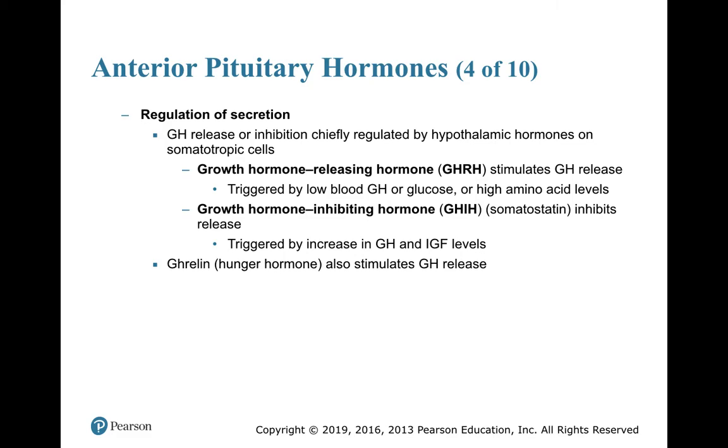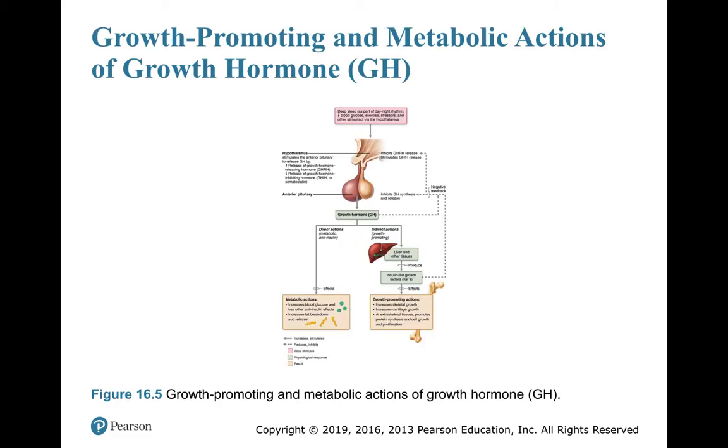Growth hormone inhibiting hormone, GHIH, which is also called somatostatin, probably more commonly called somatostatin, will inhibit the release of growth hormone, and it's triggered by increasing growth hormone levels and increasing insulin-like growth factor levels. There is another hormone called the hunger hormone produced in the digestive system called ghrelin that stimulates growth hormone release.